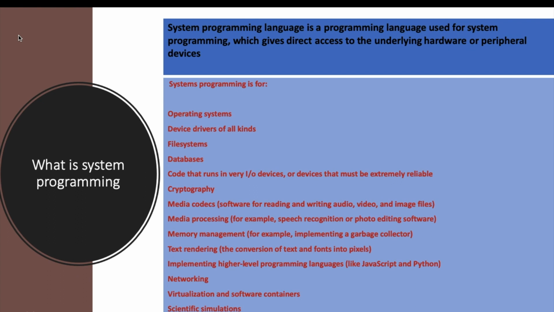Okay, so what is system programming? A system programming language is a programming language used for system programming, which gives direct access to the underlying hardware or peripheral devices. For example, you have your mobile phone. When you are accessing your mobile phone, you have to write or type something. Let's say you are typing a message or making a phone call, you are giving some sort of command to your device, and internally that device will interpret it and do the actual calling. So when you give a command, your device gets the command, interprets it to the hardware and generates some output.